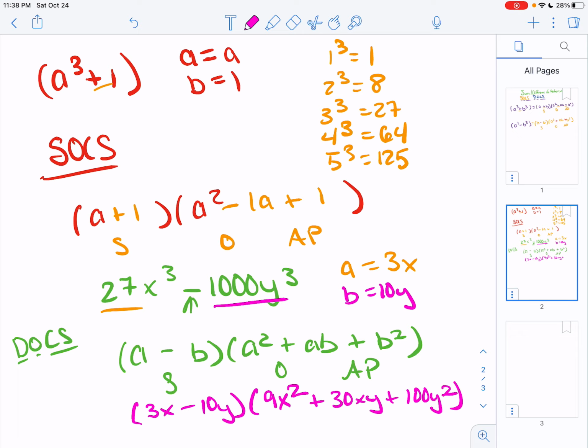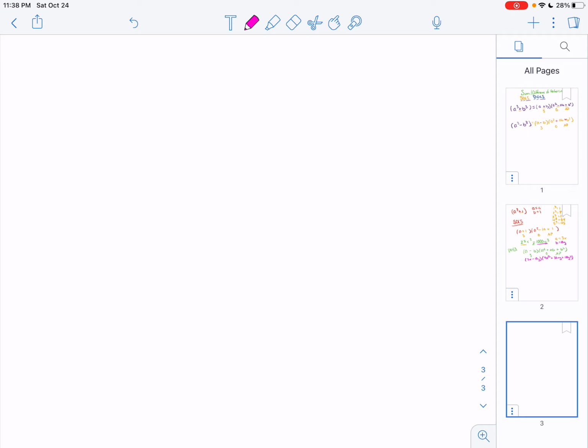We'll do one more of these. I have 64y to the 6th plus 1. All right, so is this sum or difference? This is sum, so this is SOCS.